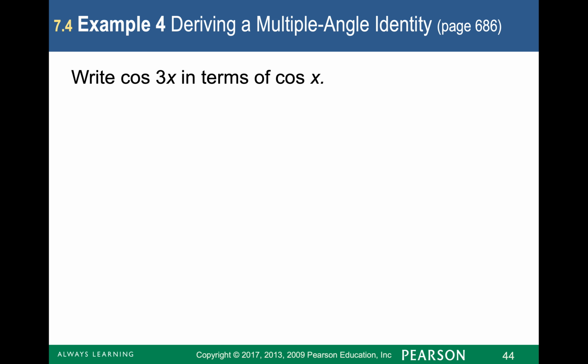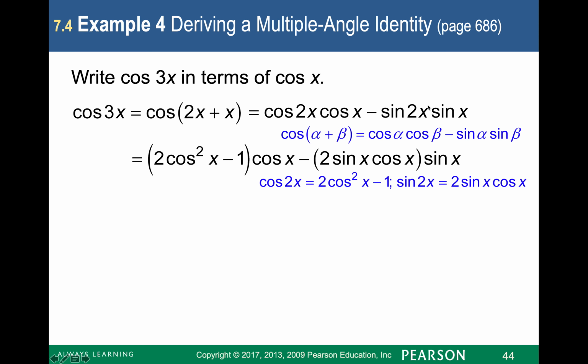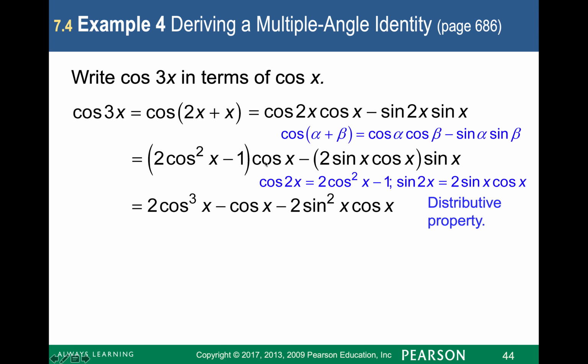If I want to write the cosine of 3x in terms of cosine x, I can make that the cosine of 2x plus x, and I can blend together my double angle and my sum identities to be able to get to the answer. So I'm going to use the fact that cosine of a plus b is going to be equivalent to this. Then I'm going to take this cosine of 2x and the sine of 2x, and I'm going to use those identities. Now that I do that, I will distribute the cosine through and distribute the sine through here.